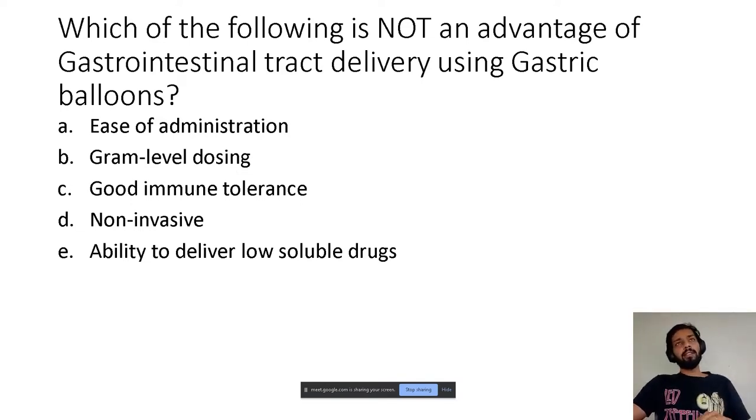Non-invasiveness, not really non-invasive, because if you remember, these gastric balloons need to be surgically removed after, generally, usually 6 months, but again it depends on the drug, but they need to be surgically removed from the patient's stomach. So it's not non-invasive. So it's not an advantage of gastric balloons, right? Because it's invasive. And ability to deliver low soluble drugs, that should not be a problem. So option D is the correct option.